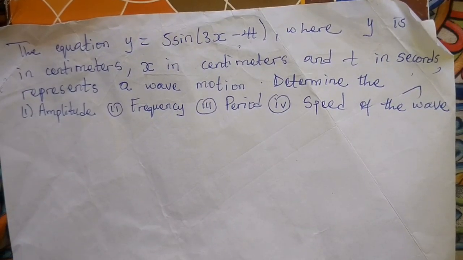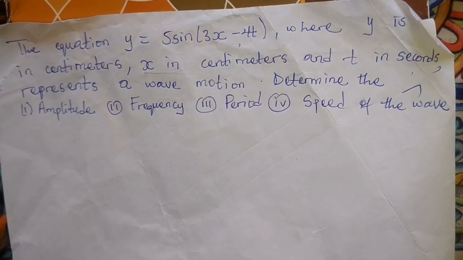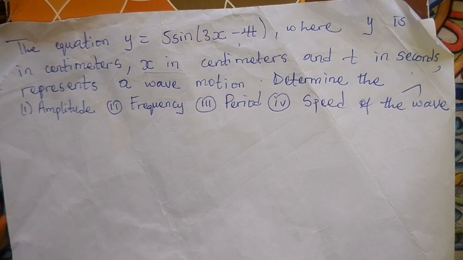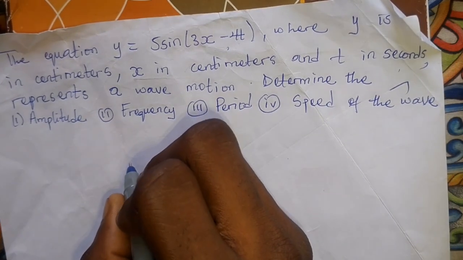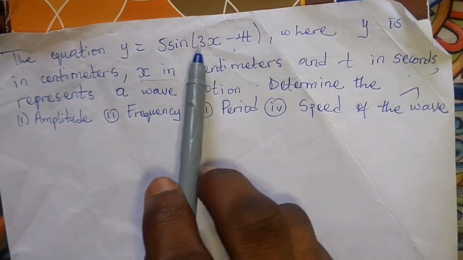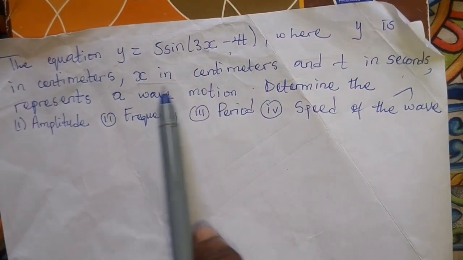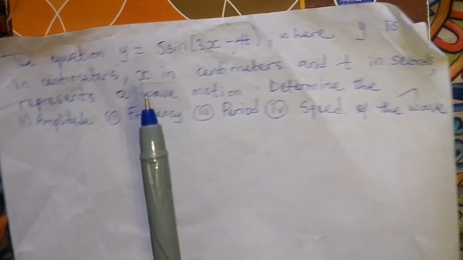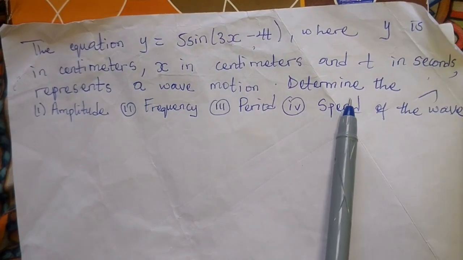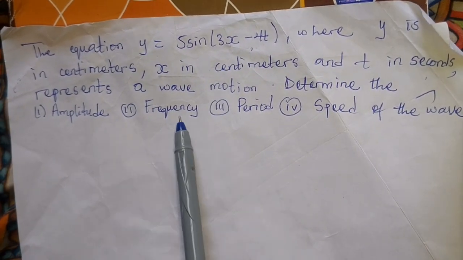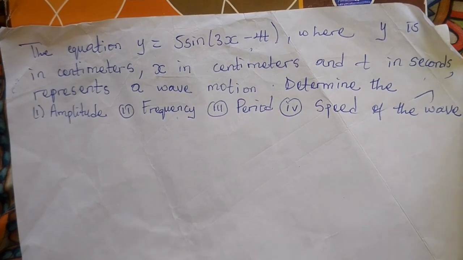Good day, guys. We are given a question on wave motion. In this question, we are given the equation of a wave motion, which is y equals 5 sin(3x minus 4t), where y is in centimeters, x is in centimeters, t is in seconds, and we are to determine the amplitude, the frequency, the period, and the speed of the wave.